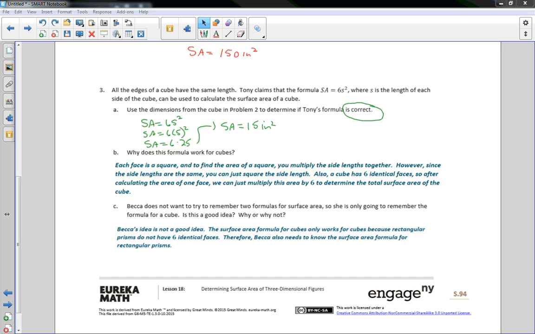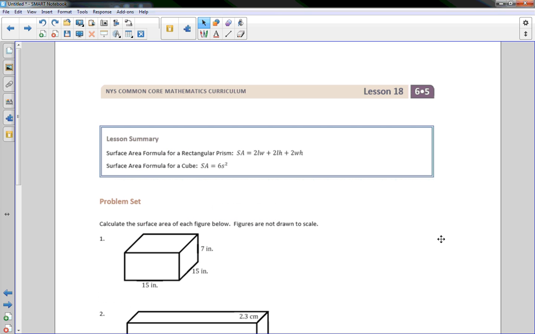Now, if you only want to memorize one formula, then memorize the rectangular prism formula, because it would work for a cube as well. And that is the end of lesson 18.